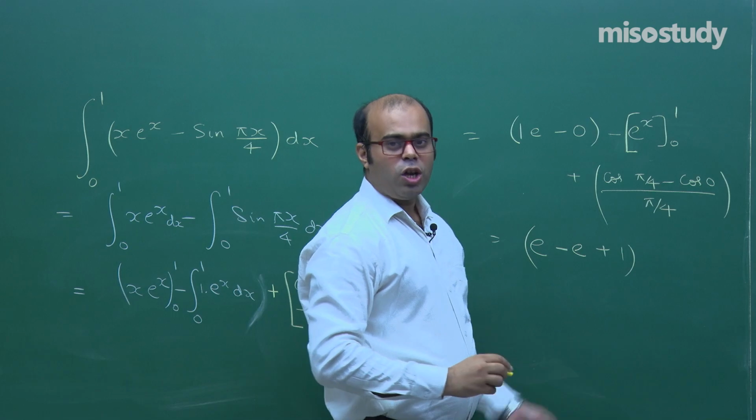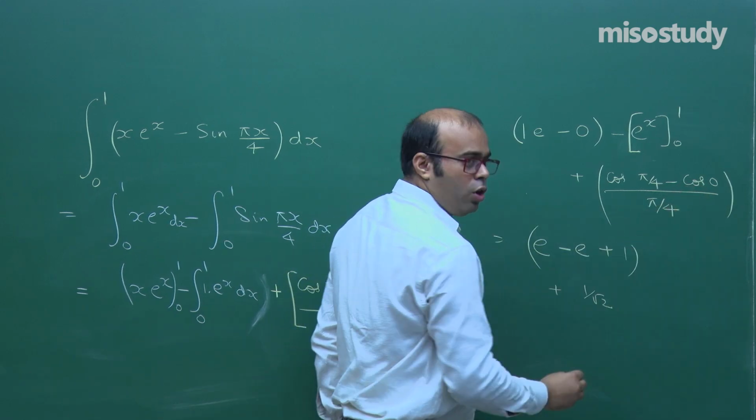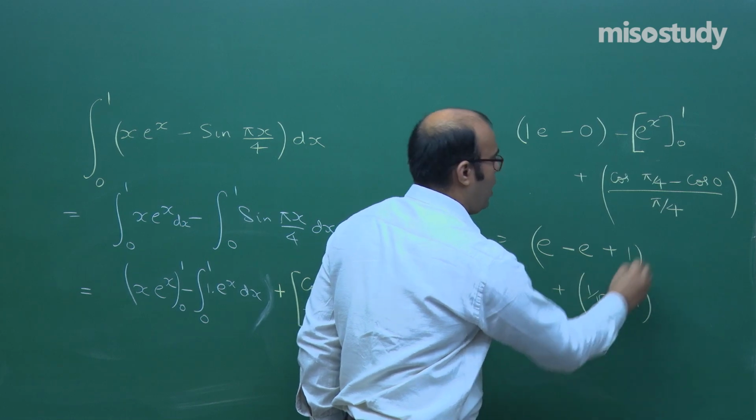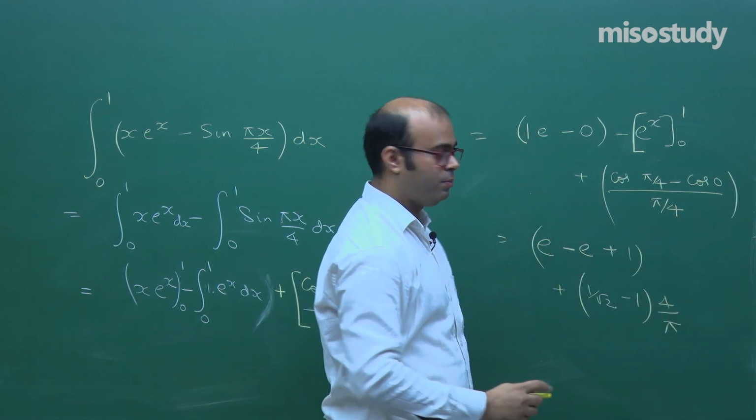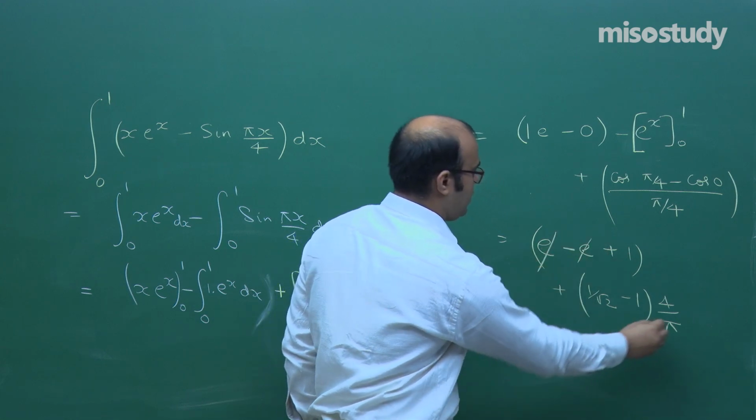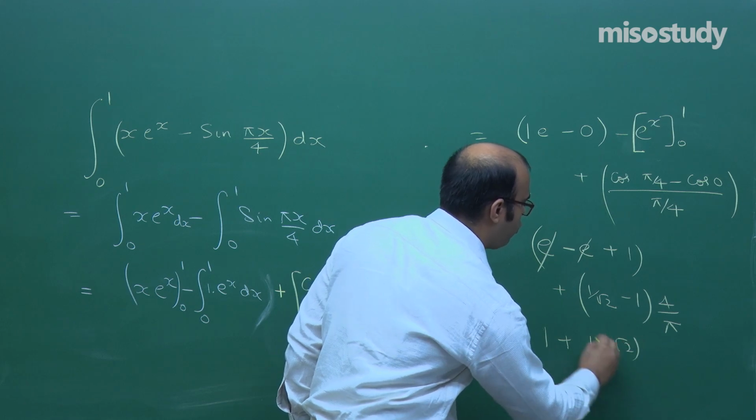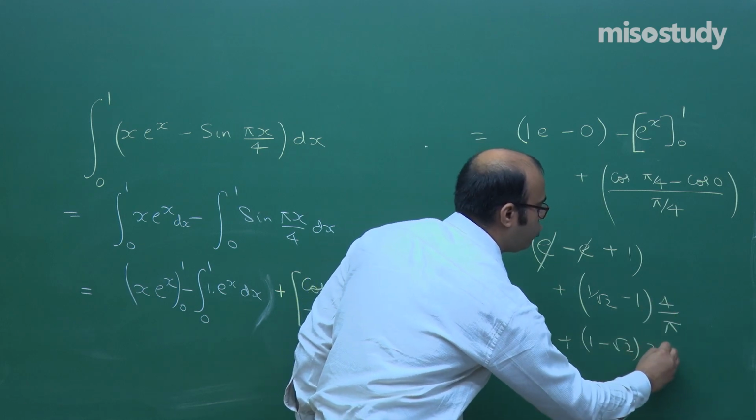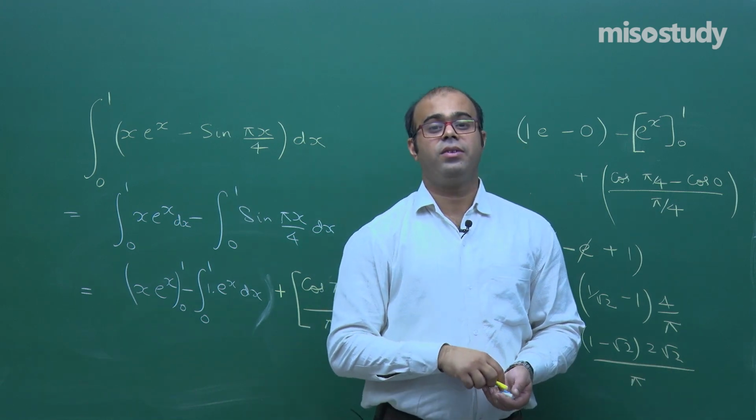What will happen here? Cos pi by 4 is 1 by root 2, and minus cos 0 is 1, and pi by 4 will become 4 by pi when you take it in the numerator. So this e and e cancel, 1 plus, here it becomes 1 minus root 2, and root 2 and 4 is 2 root 2 upon pi. So this is the final answer which we get.